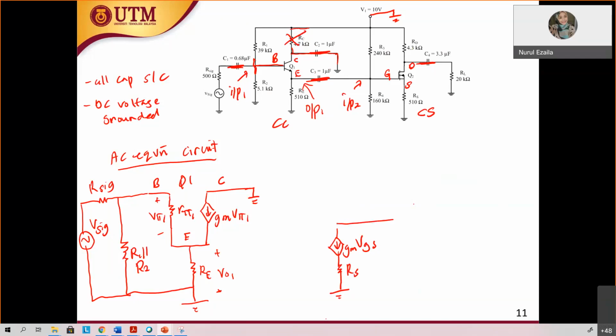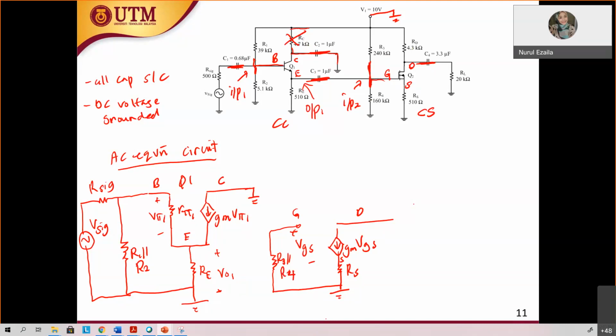Then this is your drain. What else do you have? This is your source. You still remember, positive minus VGS. Then at the output over here, you have the RG to the ground. RG over here is R1 parallel with R2. Is it R1 parallel with R2? Oh, no, R3 parallel with R4.